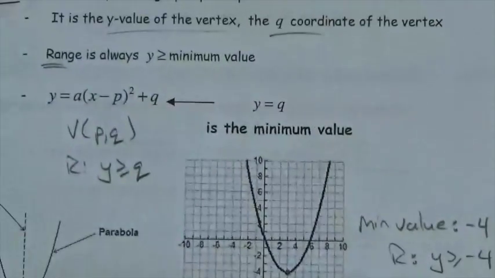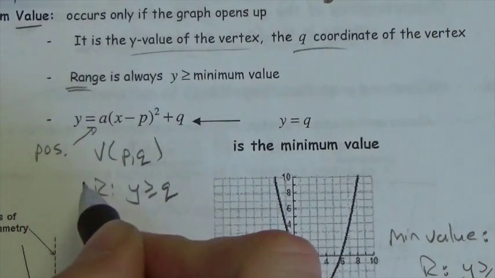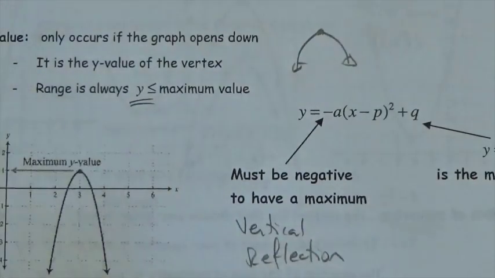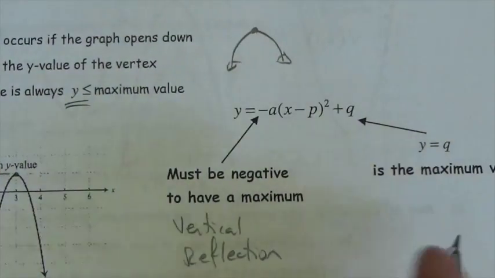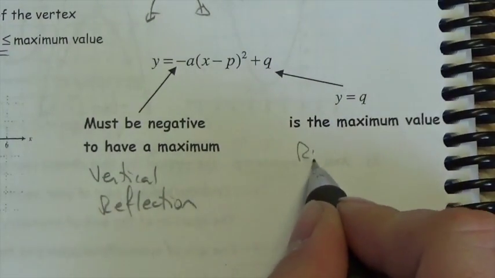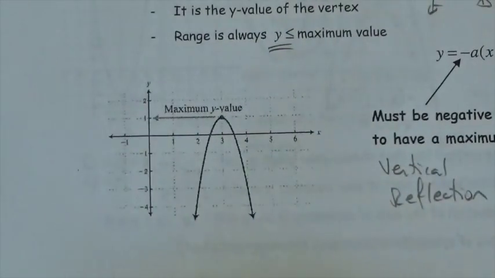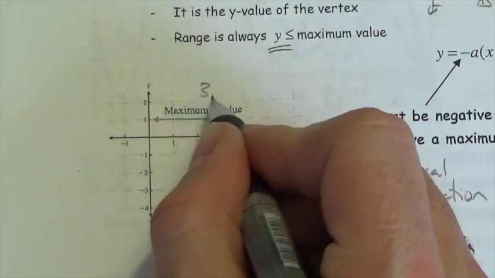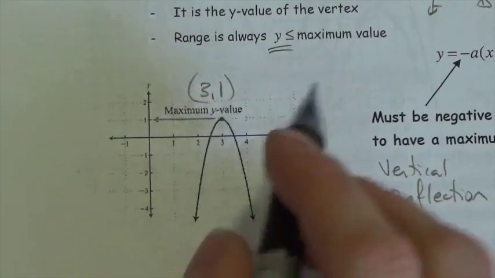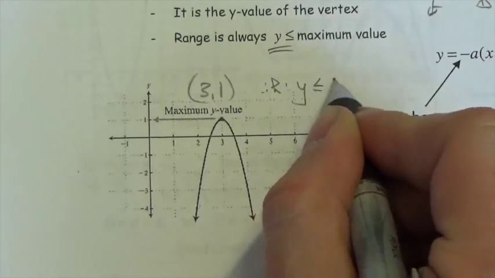So up here, when this parabola opened up, it's because the a value here was positive. Now, as soon as this a value here is negative, the parabola is going to open down, and you're going to be left with a maximum value, and your maximum value is going to be the q value again. And in this case, my range would then be y is less than or equal to q. So over here, my vertex is the point 3, 1. My maximum value here is going to be the y-coordinate at 1. And my range, therefore, is going to be y is less than or equal to 1.